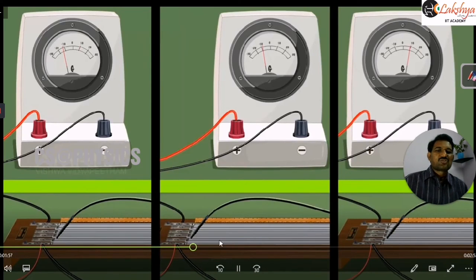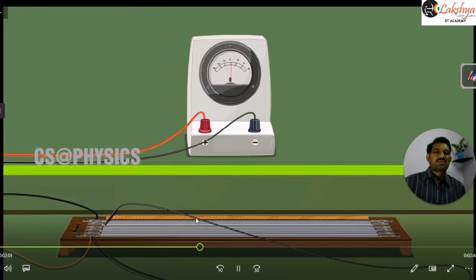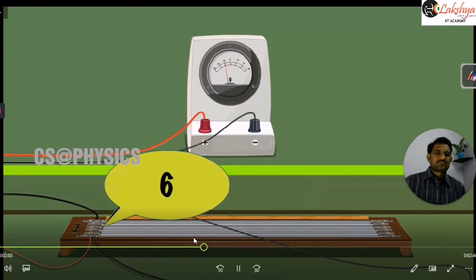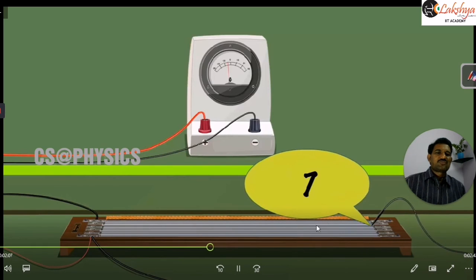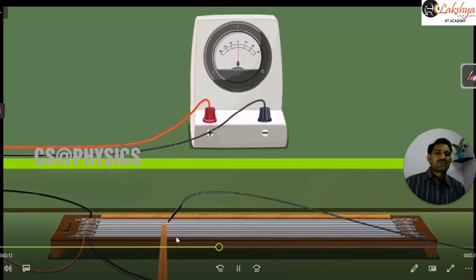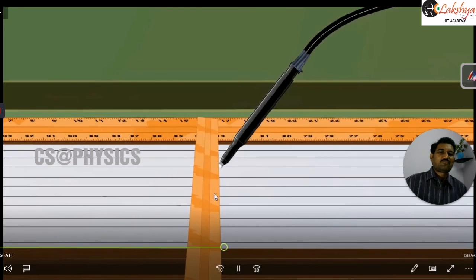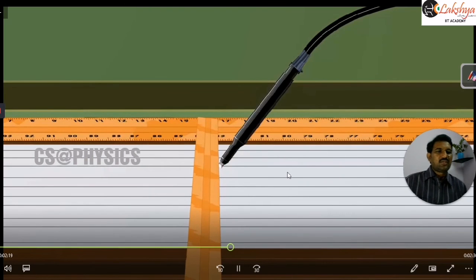So we measure carefully between 6 and 8, and where this galvanometer shows a 0 reading. Between 6 and 8 only that balancing length will be there. Suppose you are getting a balancing length somewhere here on the 7th wire, then we note the balancing length for this. So 7.83 meters, for example, we are taking. This is again an example only.